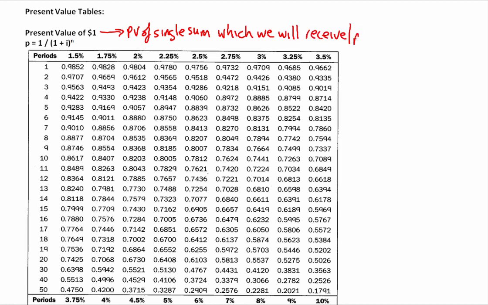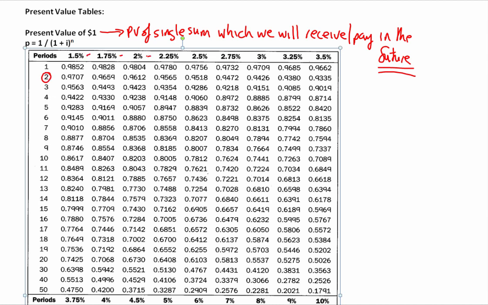Receive or pay actually in the future. Well, that's exactly what's going to happen, right? That $100,000 I'm going to receive in 2 years' time. So remember I said periods are 2. Interest rate is 7%.